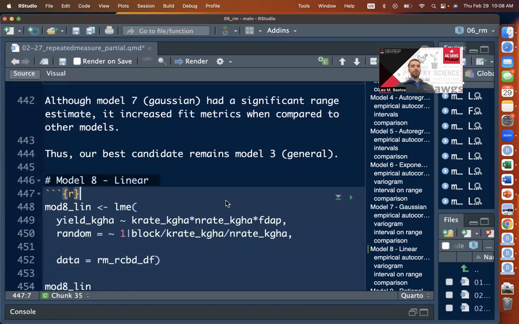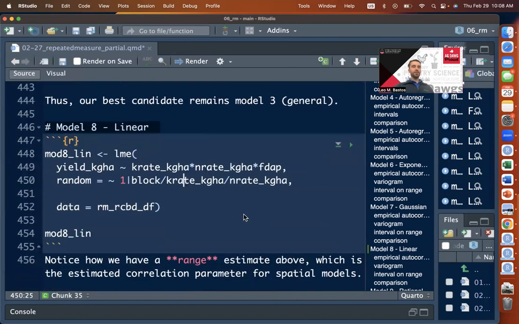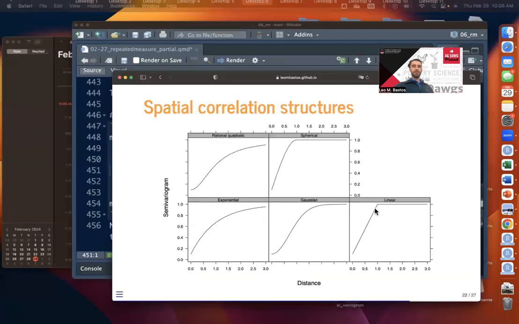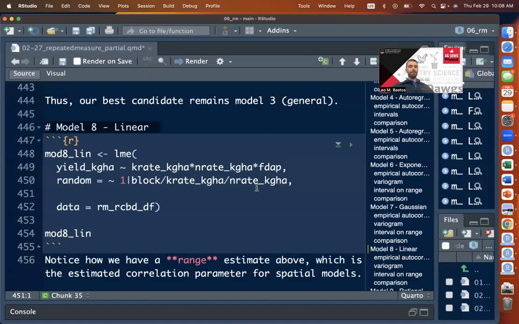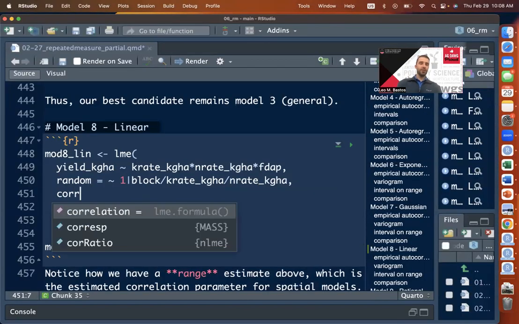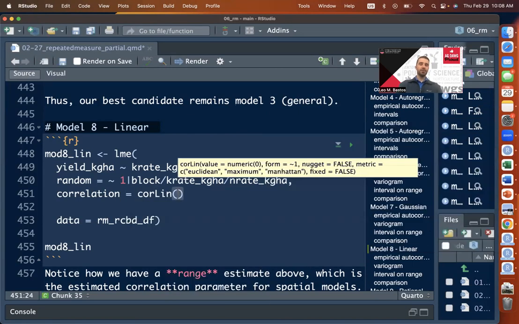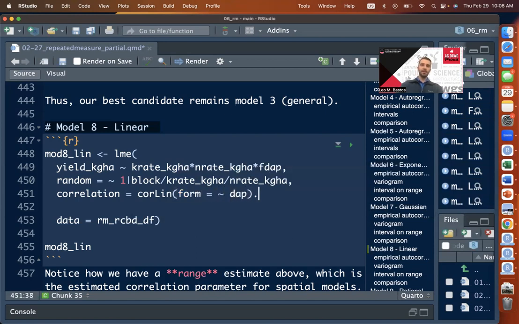All right, let's go to our next one. So this is the linear. Is the linear spatial? Just to not get you confused, I want to show you here. This is what the linear is, basically a broken line model. That's what we're trying to fit. So correlation equals corLin is the function. And again, we say form equals tilde DAP.